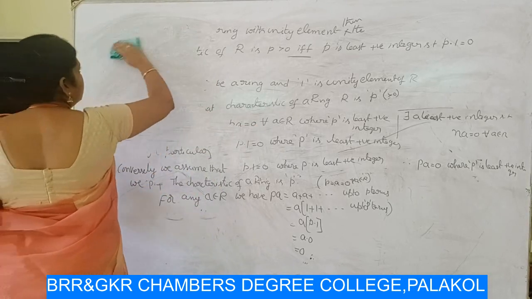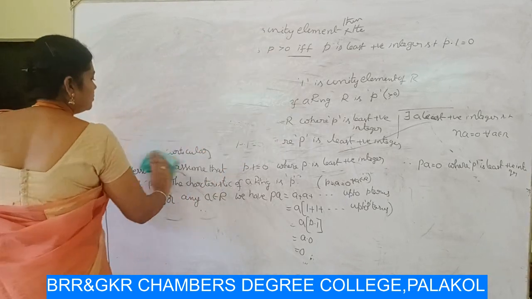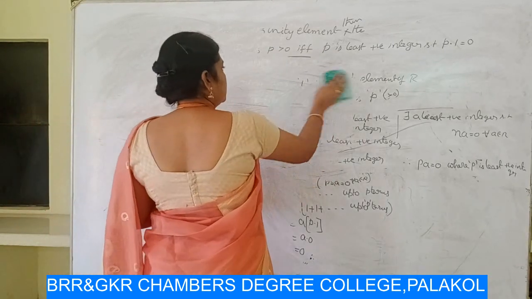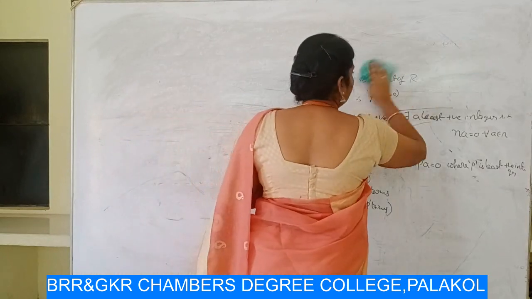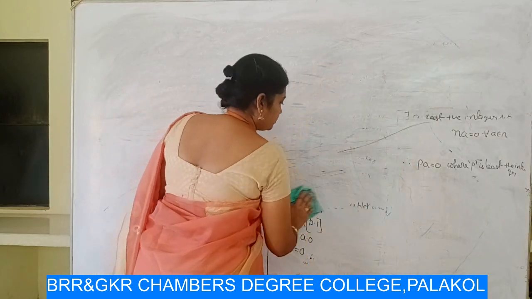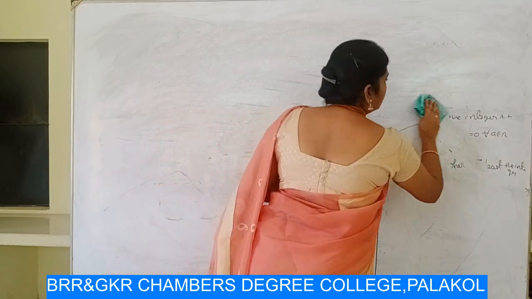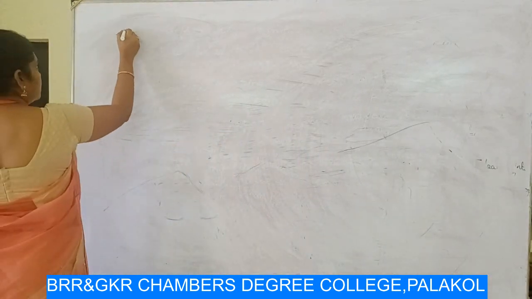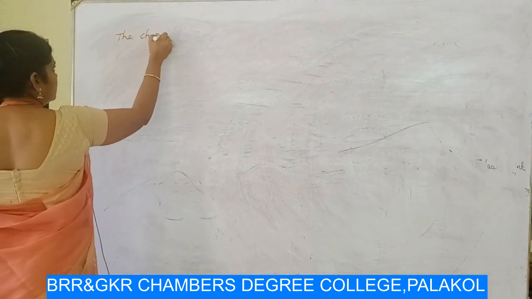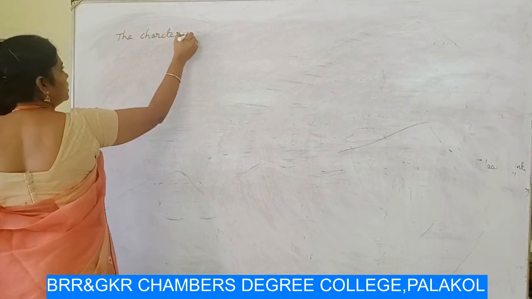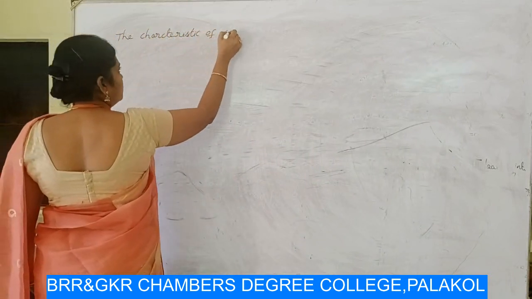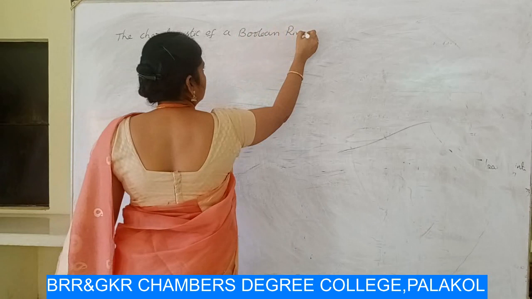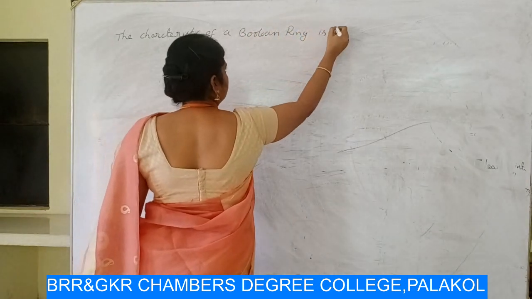Now we see one problem on characteristic of a ring that is also similar to the theorem, that is, the characteristic of a Boolean ring is 2.